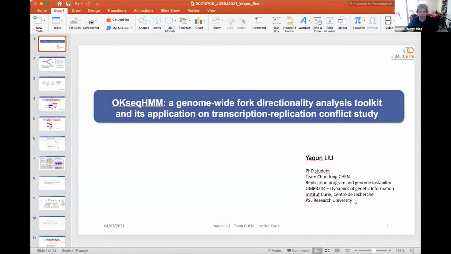Yeah, so our next speaker is Yaqun, and she will talk about the role of Topoisomerase I.